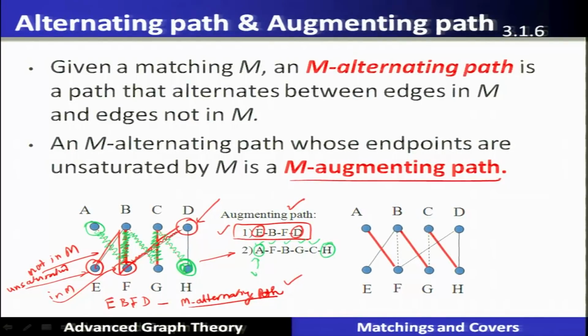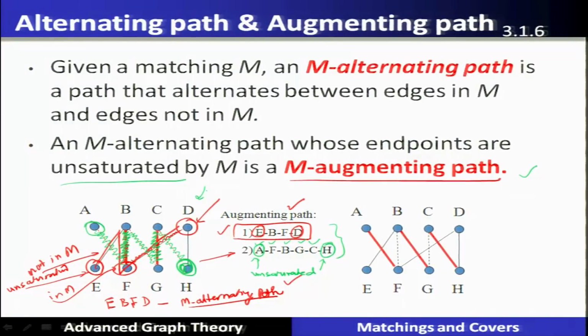So, both are unsaturated vertices, hence by this particular definition, this is the alternating path whose endpoints are unsaturated by M. So, that becomes an M augmenting path. So, we have shown you the examples of two M augmenting paths in this particular graph.